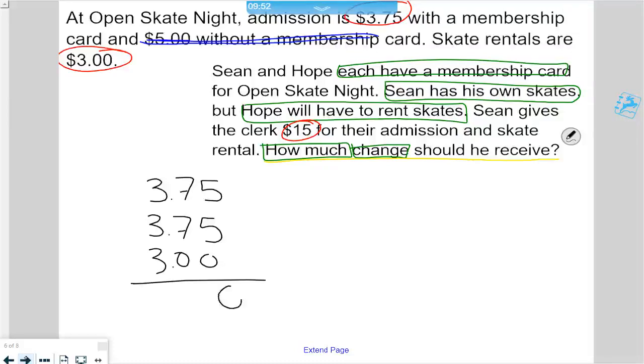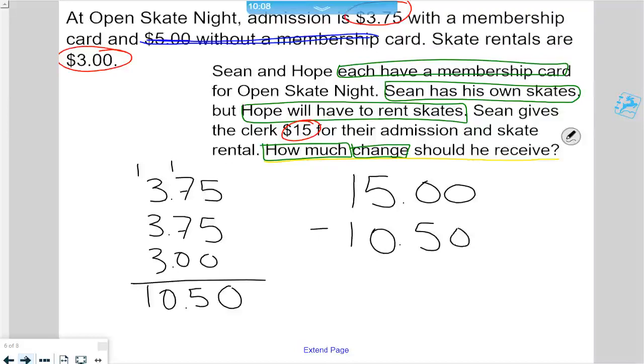5 plus 5 is 10. 7 plus 7 is 14. Plus 1 is 15. 3, 6, 9, 10.50. We're not done yet because Sean paid with $15. Their total was $10.50. So he's going to have some change for the snack bar as well.